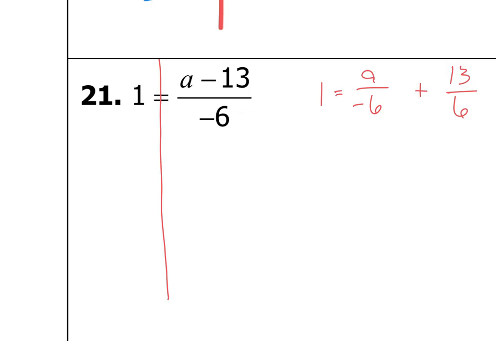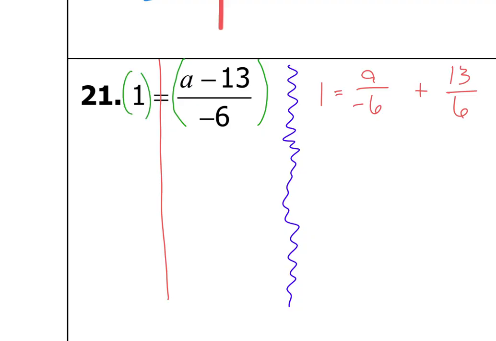So here, just because I'm crazy, I'll side by side these to let you know you could do this, but why would you do that? Why would you want to? Instead, I would rather go, you know what? This whole thing is being divided by negative 6. Why don't I multiply by negative 6? And so what happens is the negative 6's cancel, leaving me with negative 6.